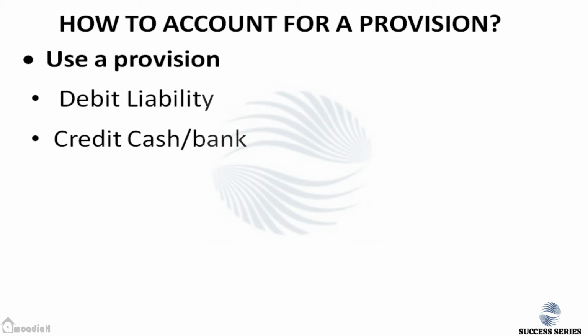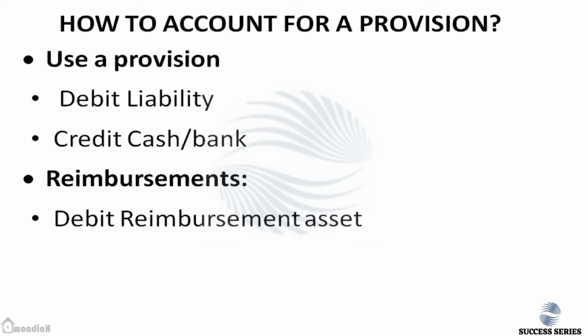So we debit the provision liability that we have recorded already, and then we credit cash or bank. Now the fourth case that we need to look at is reimbursement. In the case of reimbursement, you just need to debit the reimbursement asset with the amount given, and then you credit the expense, that's the provision expense.